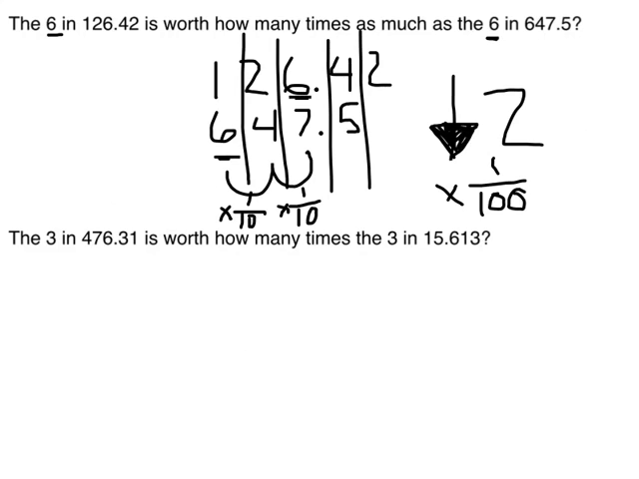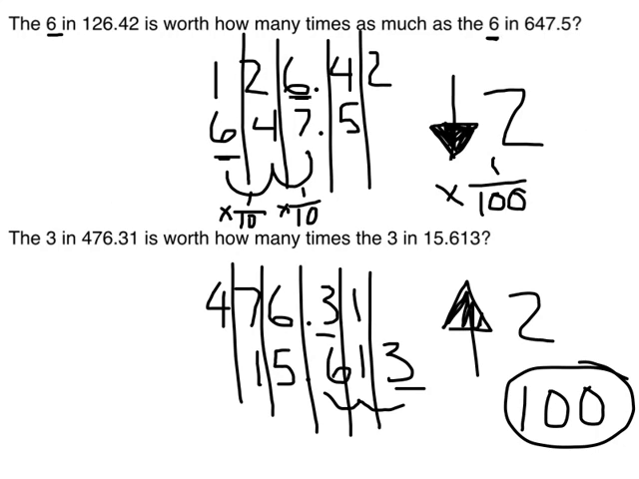Now you try one. The 3 in 476 and 31 hundredths is worth how many times the 3 in 15 and 613 thousandths? Make sure you line up your decimal points. A 3 in the tenths place is 2 places larger than a 3 in the thousandths place, so it is worth 100 times as much.